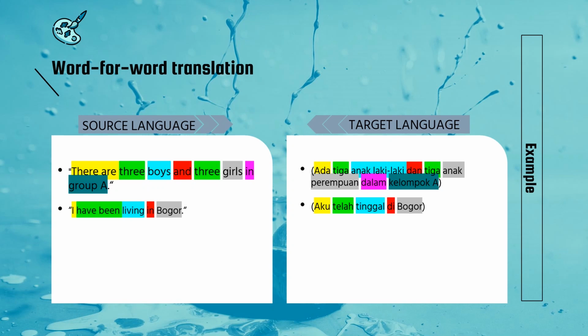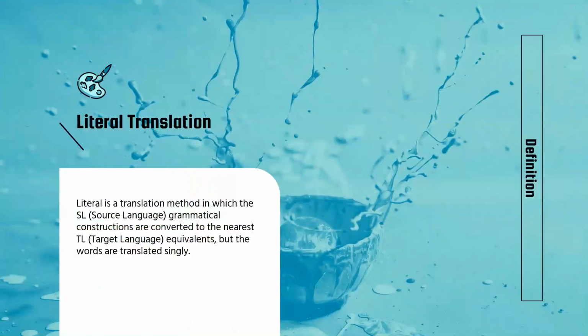It is literal translation. The next method is literal translation. Literal is a translation method in which the source language grammatical constructions are converted to the nearest target language equivalents, but the words are translated singly.